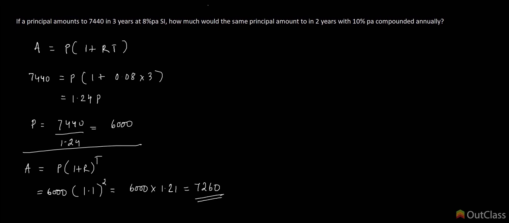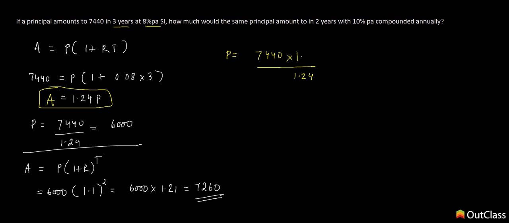Now I want to point out that you want to get comfortable with looking at 8% per annum for 3 years is 24%. So my amount is 24% more than my principal. So you want to see something like this and immediately go amount is 1.24 principal. So basically my principal would be 7440 by 1.24. And what happens to this principal is that it gets increased by 10% twice, and this 10% is stacked, so it gets multiplied by 1.21.